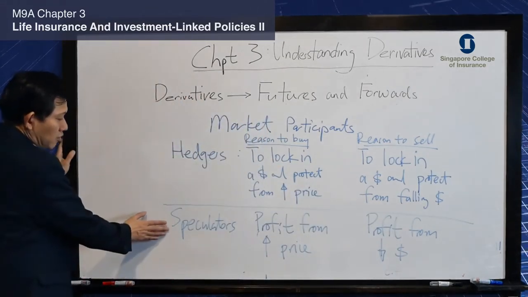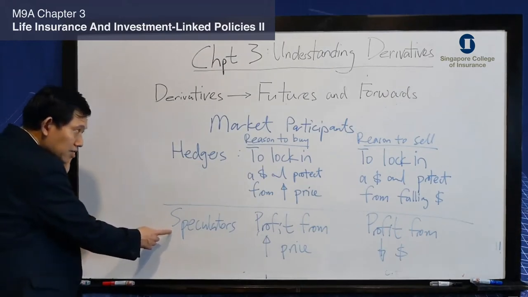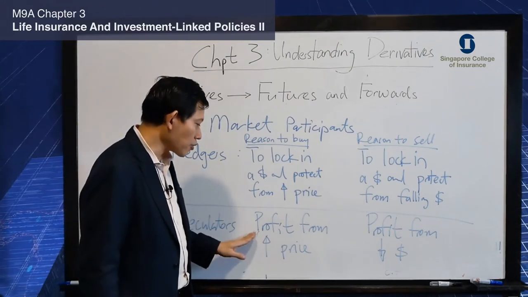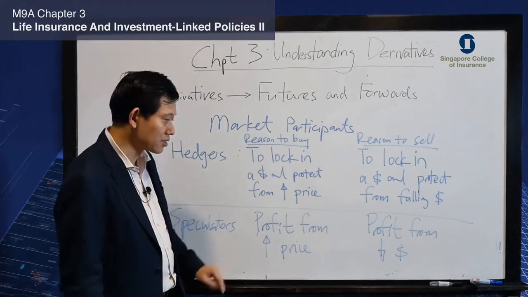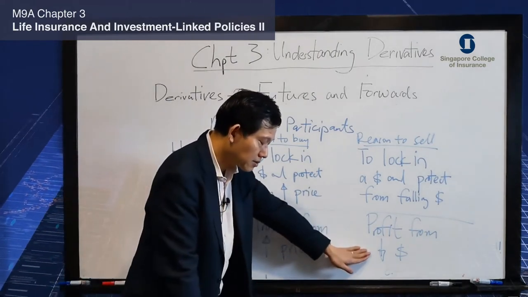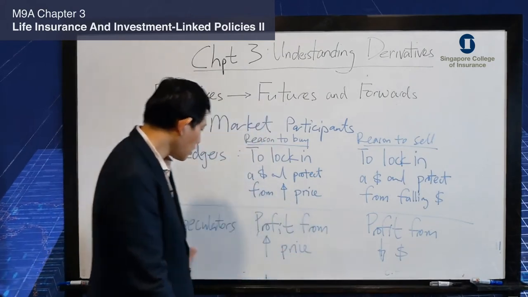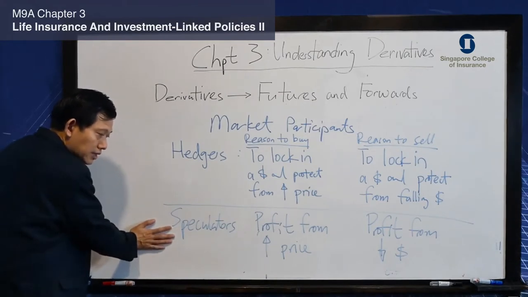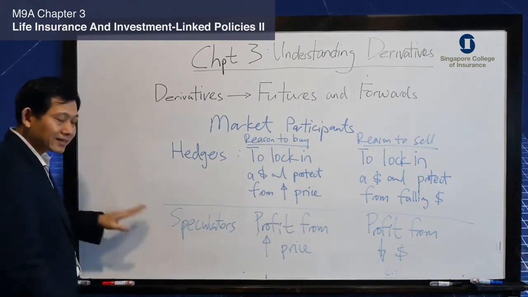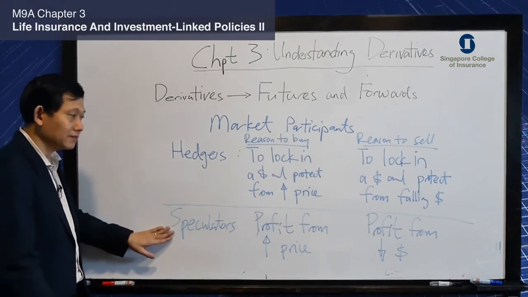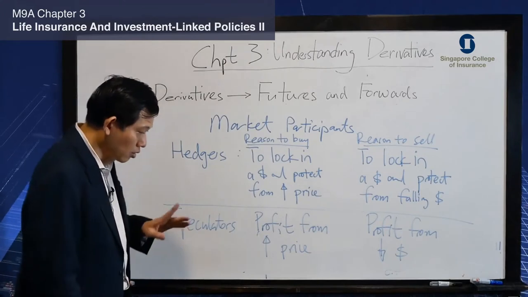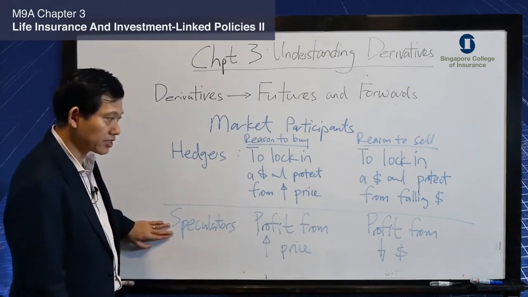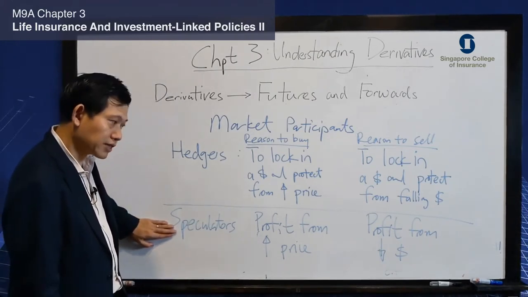Now, the controversial ones are the speculators. The speculators are also market participants of futures and forwards. What do they want? They want profits. They want profit from rising prices of the underlying asset, or profit from falling prices of the underlying assets. How do they do it? In order to trade the futures contracts, the speculator will anticipate the future pricing of the underlying asset. They will enter it using margin, and they hope that the actual outcome of the underlying asset matches their anticipation. They do this for the purpose of profiting.